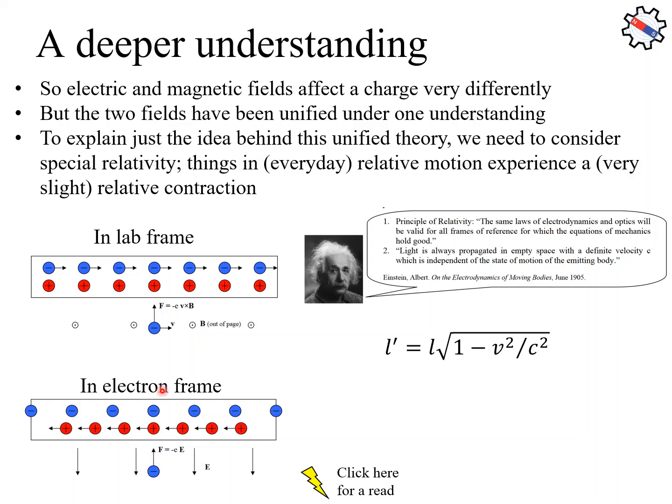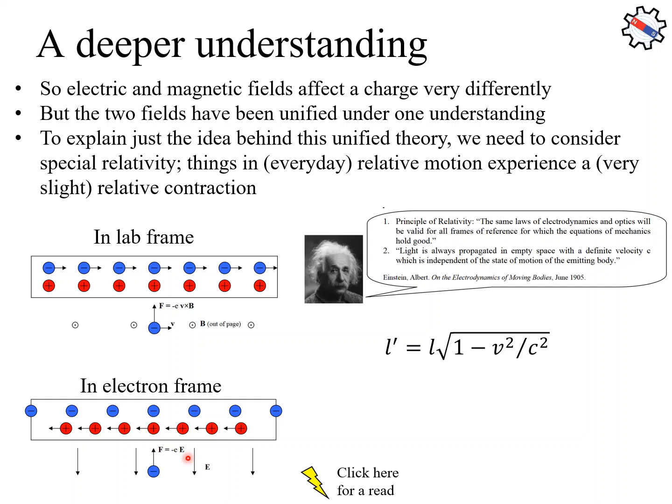So that force there needs to be the same force we experienced there. What we're saying is that what was due to a magnetic field, if you change your frame of reference, can be considered to be due to an electric field. So certainly we can say we've unified the ideas of electric and magnetic fields with this idea.